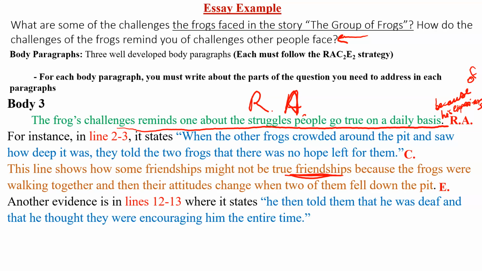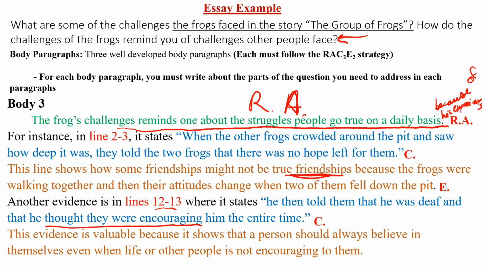Then now I look at my next evidence, which is in line 12 to 13, where it states, he then told them that he was deaf and that he thought they were encouraging him the entire time. So of course he thought that they were encouraging him. His mind was working for him when his eyes were pretty much metaphorically closed, figure of speech, right? He can't see, right? So his eyes is close to the truth, but his mind was already working for him, encouraging him. So the explanation is valuable. The evidence is valuable because it shows that a person should always believe in themselves, even when life or other people is not encouraging them, right? And encouraging to them. And that's the explanation, right?